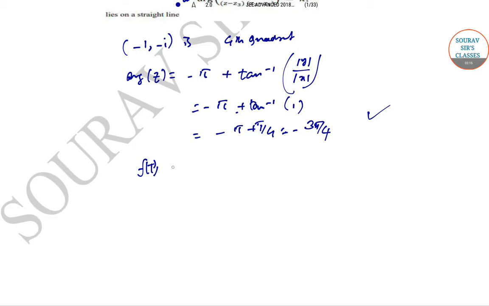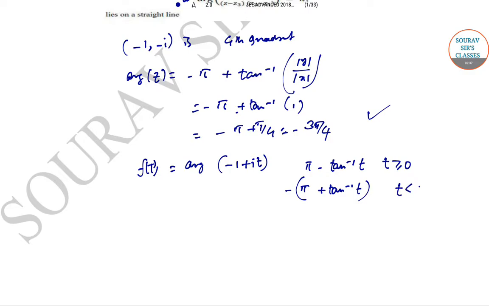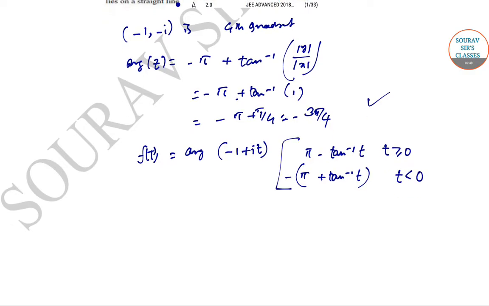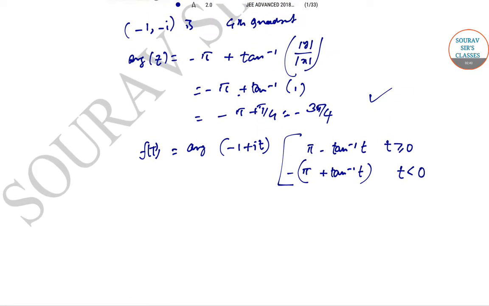For the second, f(t) is the argument of 1 plus it, so pi minus tan inverse t, and the value jumps between 0 and minus pi, so this is structurally discontinuous at t equal to 0. This is also false because they have given it to be continuous. So B is also correct. So A and B till now are my answer.